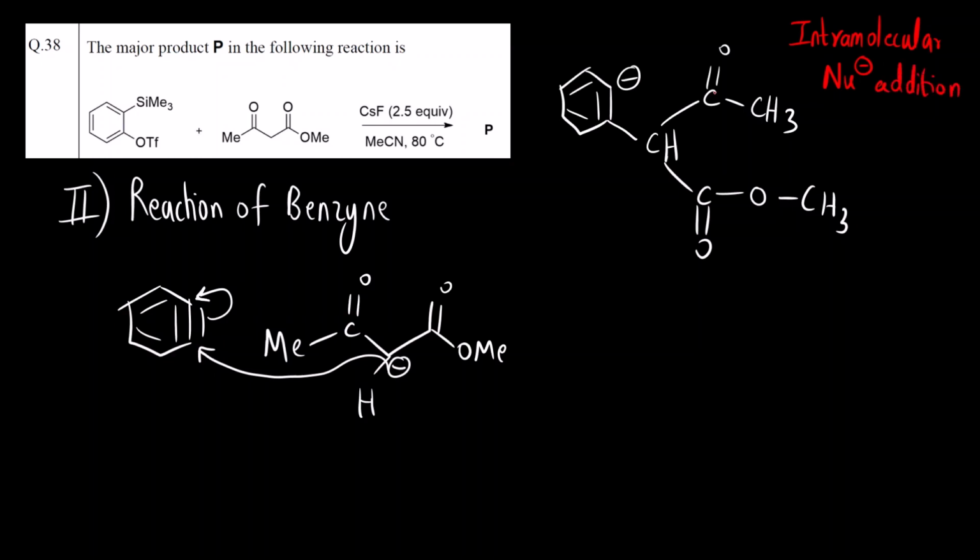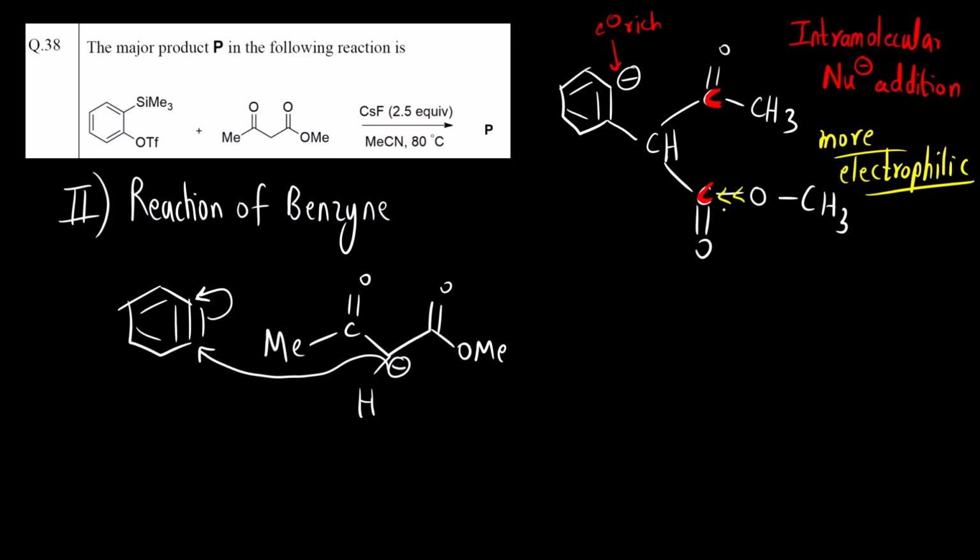This negative charge can now attack any one of these carbonyl carbons. So the question is which carbonyl carbon it will attack. Now this is electron rich, right? So it will attack the carbonyl carbon which is more electrophilic or electron deficient. It will attack the electron deficient carbon. Now which is more electrophilic?